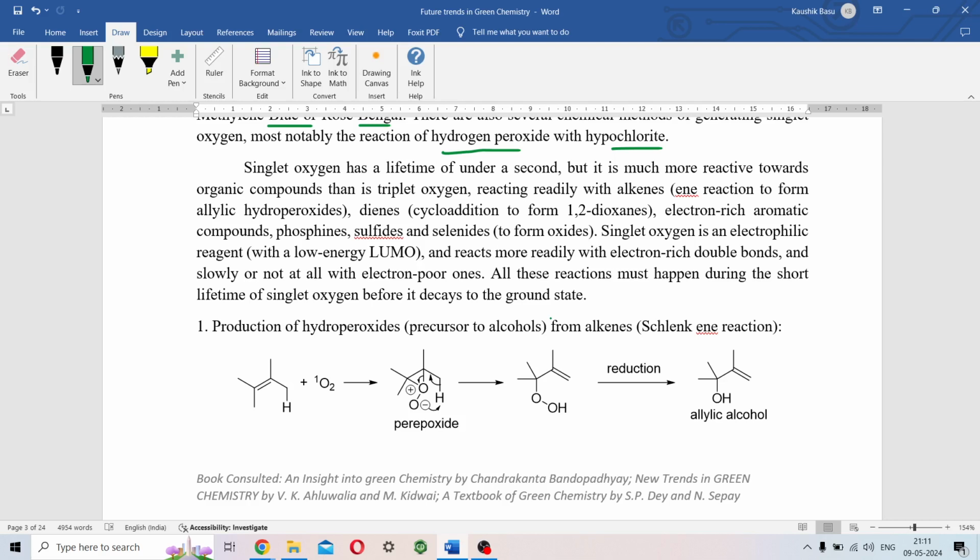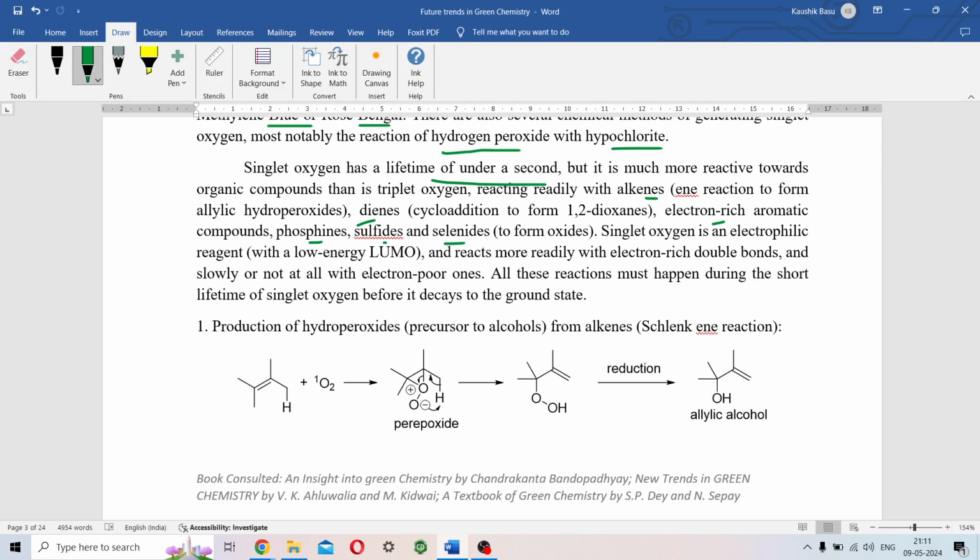It's very reactive and oxidizes almost anything very happily, and it has a lifetime of under a second. Its half-life is very small, but it's extremely reactive towards organic compounds, unlike triplet oxygen, as I have told you, and therefore it reacts readily with alkenes or dienes and electron-rich aromatic compounds. Also reacts with phosphines, sulfides, and selenides.